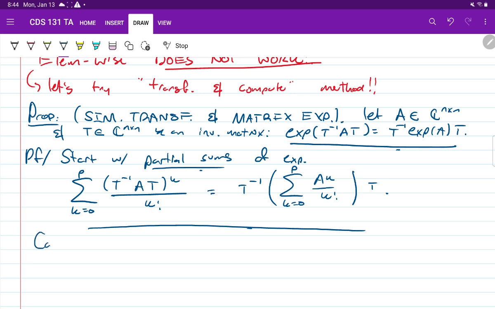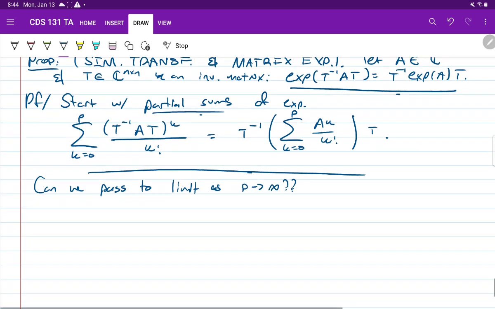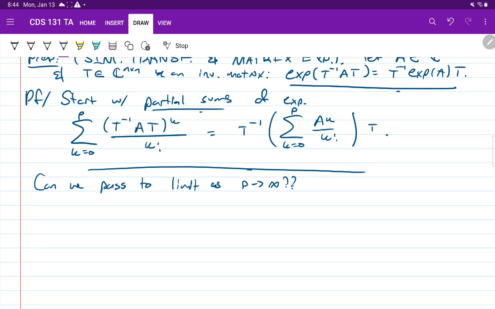So can we pass to the limit as p goes to infinity? All right? So this isn't something we can always immediately say is true. We need an assumption that T acts on this expression inside here continuously. Okay? So what we have is, since matrix multiplication is continuous, you can actually pass the limit.